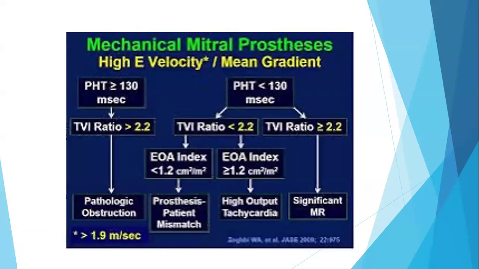To assess a mechanical mitral prosthesis, and we have a high E velocity for which it was above 1.9 meters per second. Ours was 2.7. Our mean gradient was above 5, which was 9. And then the pressure half time was measured. Measuring the pressure half time, it showed that it was less than 130 millisecond.